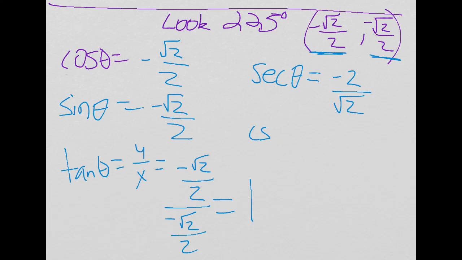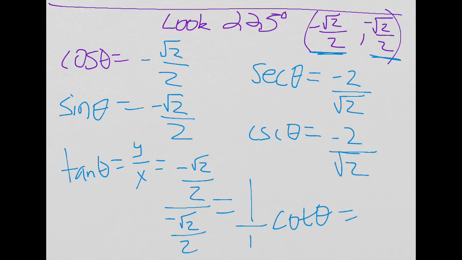Cosecant theta is the same, you just flip. Cotangent, yeah, because if I write 1 as 1 over 1, if I flip it, it's still 1 over 1, so it's just 1. Does anyone have any questions about it?